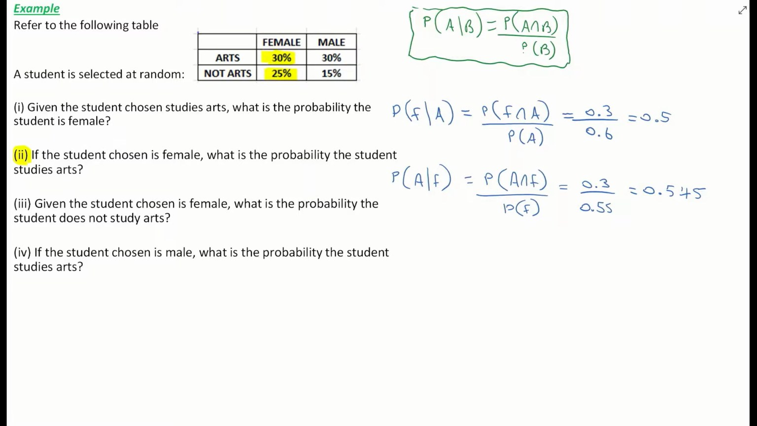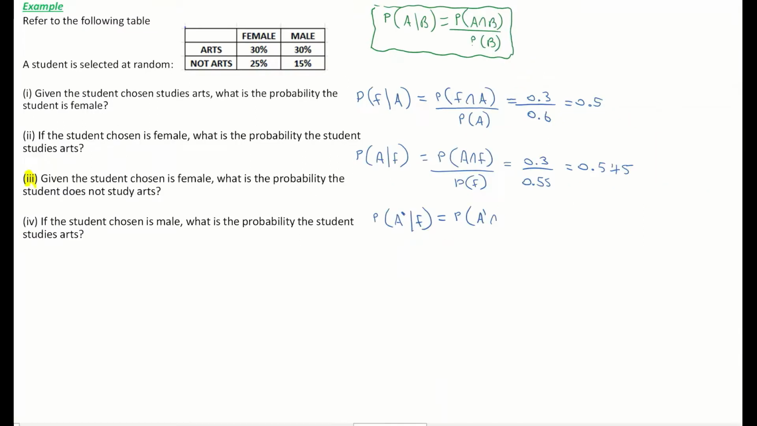Coming down now to part 3. Given that the student picked is female, what is the probability that this student does not study arts? So we're getting into the do not part here now. So let's set that up. So that's going to be the probability of not arts. So I'm going to use this little symbol that we would have used before as part of set theory with the A dash. That means not arts, given that the student is female. So what's the probability that the student does not study arts given that the student is a female?